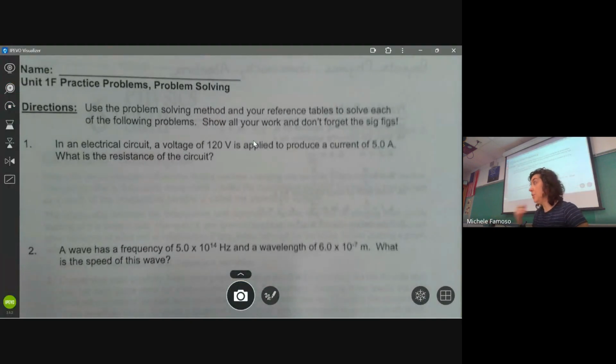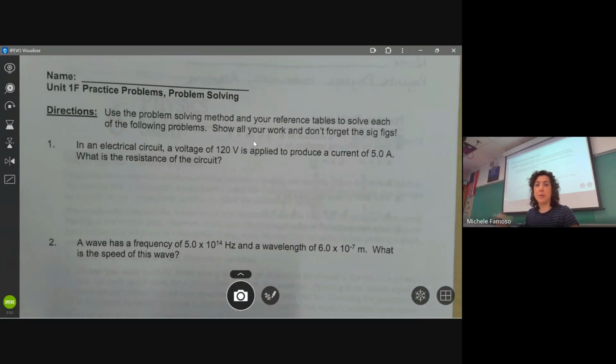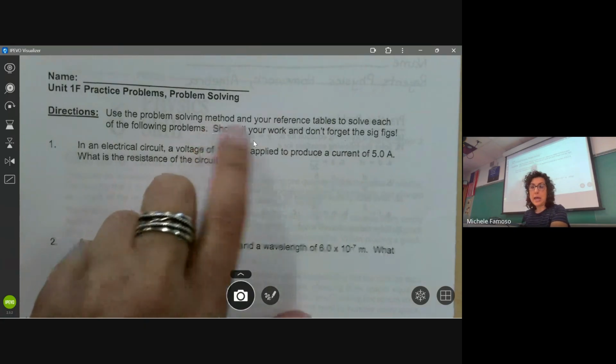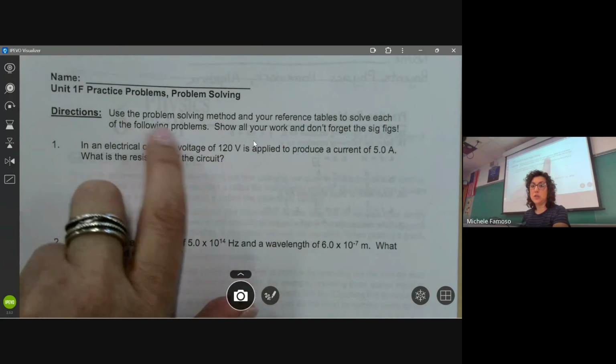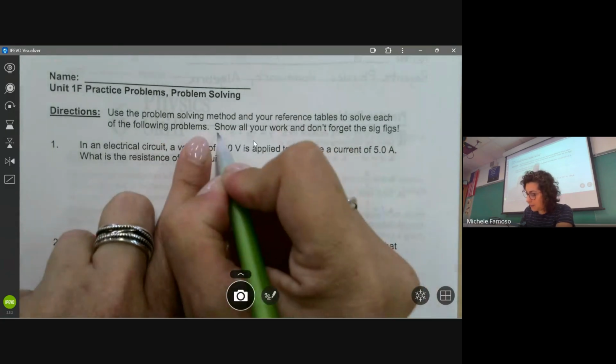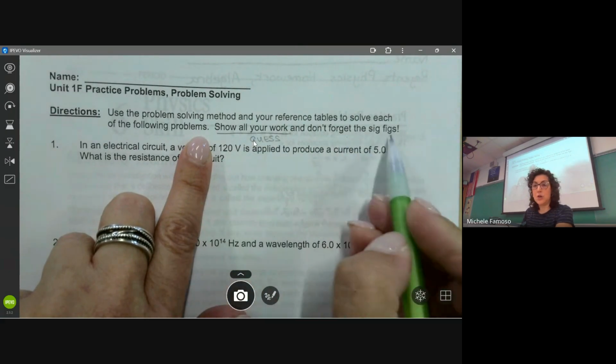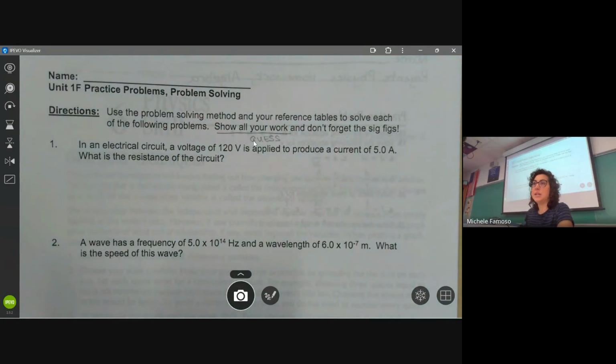Okay, so I'm going to do the first one for you. And then we're going to start going around the room so everybody can take one step of the process. So notice that the directions to these problems are to use the problem-solving method and your reference tables to solve each of the following problems. We're going to show all our work. When I say that, that means I want you to use the guess method. And then don't forget, we want to pay attention to the significant figures on our answers.